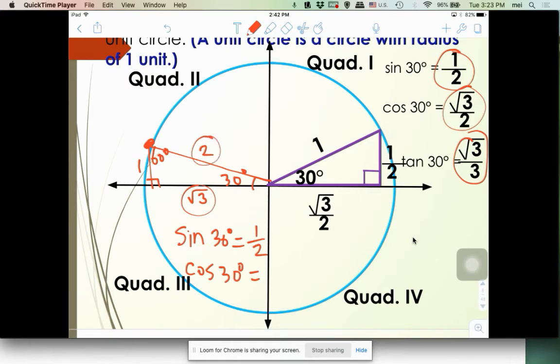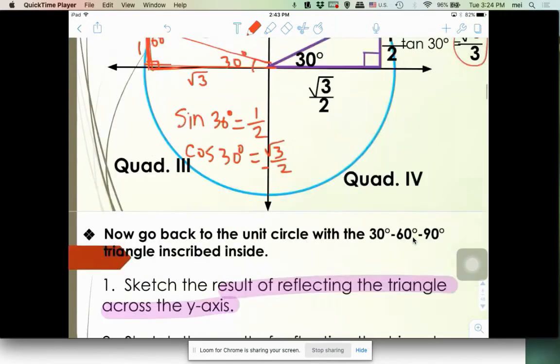So it is radical 3 over 2, but it's negative radical 3 over 2. The answer is going to be negative because we're going to the left. So that should be a negative right there. We label the coordinate with negative radical 3 over 2, because it's cosine first, and then sine, which is 1/2. And those are the same values that we have in quadrant 1. So that is the value of sine and cosine, and this is in quadrant 2.